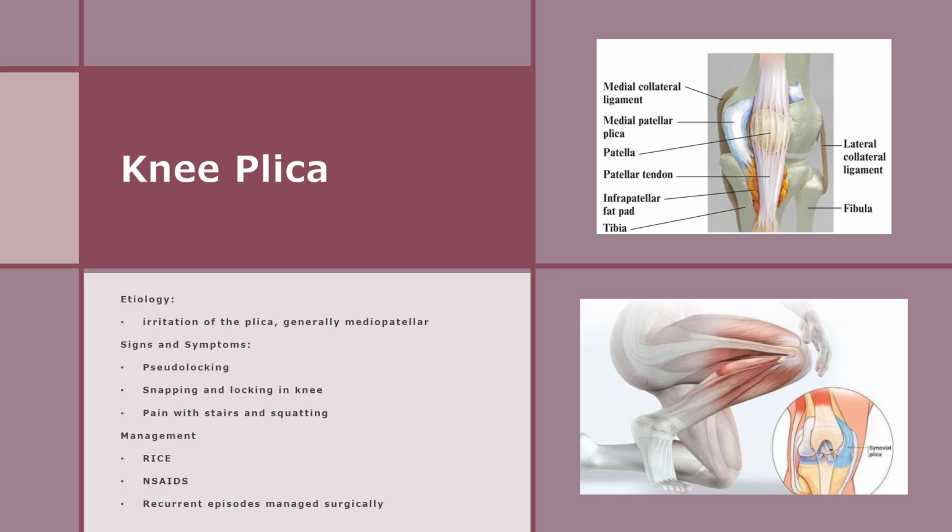Some injuries that may be acute or traumatic include the knee plica. A knee plica is a soft connective tissue structure within the knee. This can become irritated, causing knee pain and episodes of pseudo-locking in the knee, where a patient may be sitting for a period of time and cannot straighten their leg when standing.